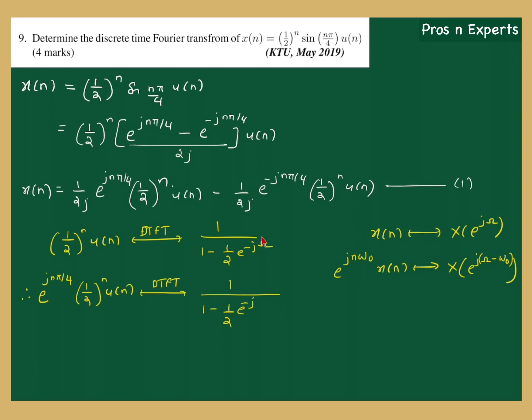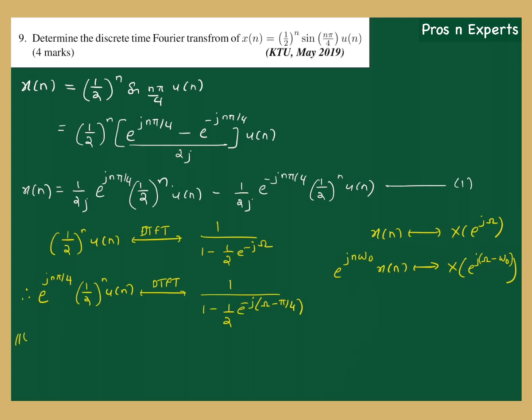Wherever you find omega, you shift omega by omega minus pi by 4, because in the place of omega 0, which is being shifted with the omega, we have pi by 4, right? E raised to j n omega 0 is replaced by e raised to j n pi by 4. So I can write it as omega minus pi by 4. Okay, so that's the DTFT of the first term, and there's a scaling factor 1 by 2j. We will add that later.